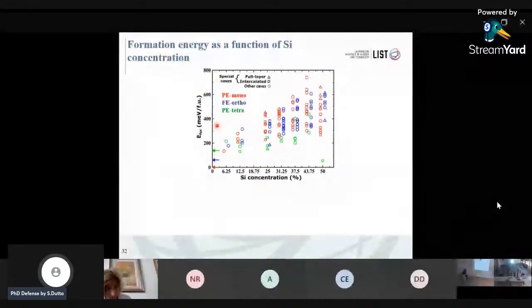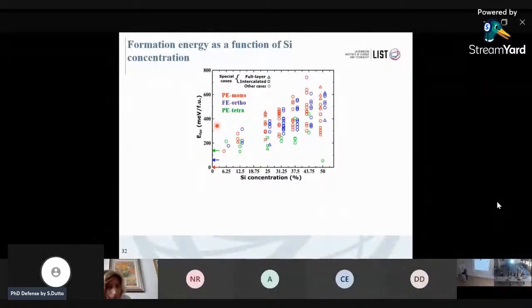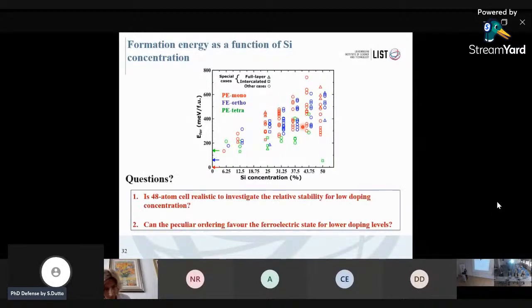So there are a lot of green points here, which of course represent the dielectric tetragonal phase. Yeah, it's sad that the tetragonal phase comes to dominate over the ferroelectric phase. But since we anticipated one question, whether 48 atoms is realistic to investigate the relative stability at low doping concentration, because as you can see here at 6.5%, we don't have any triangle or square. Why? Because that cell is not compatible with including clusters of dopants. At 6.5% concentration, we have only one dopant to put, so you cannot see the effect of the ordering in the cell.